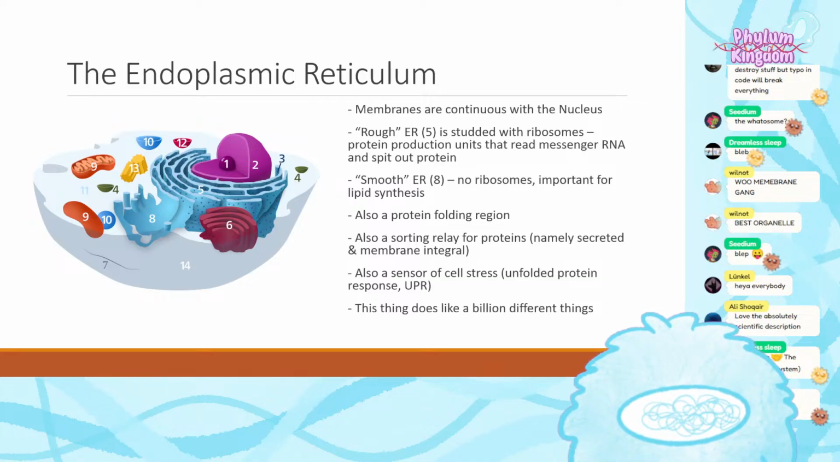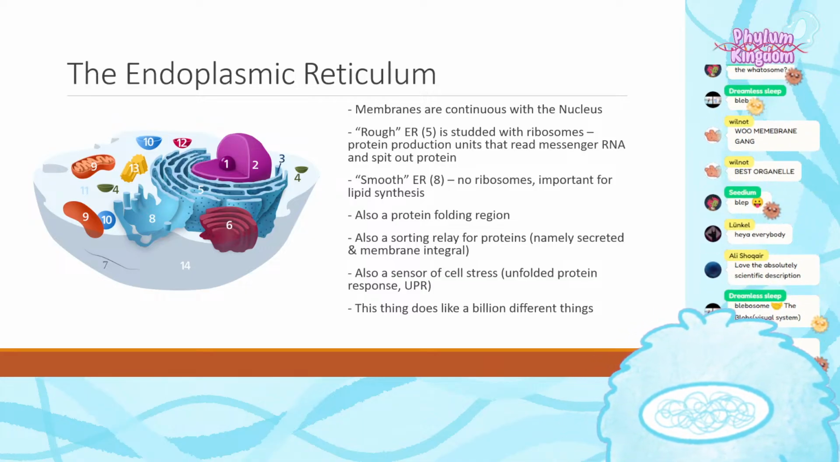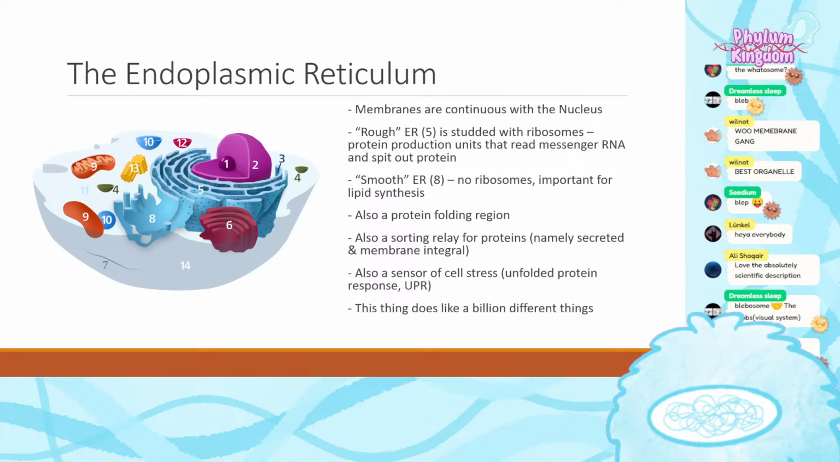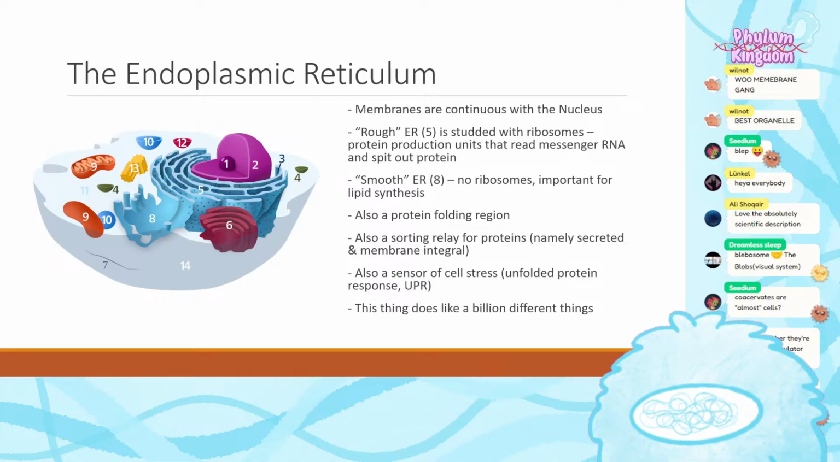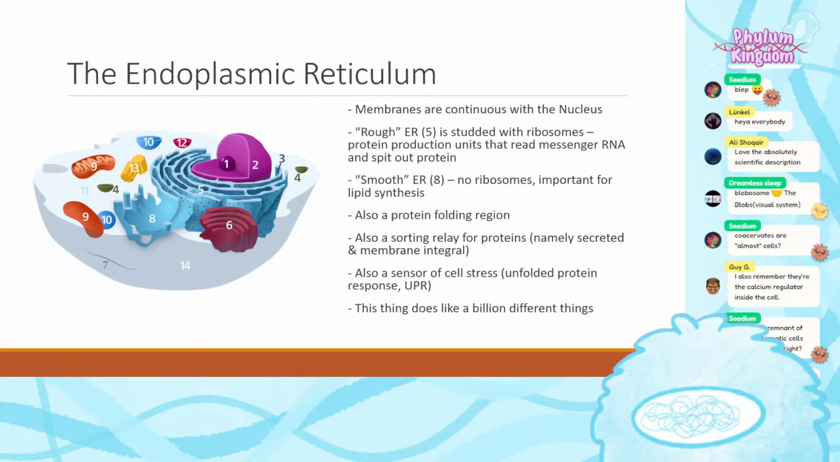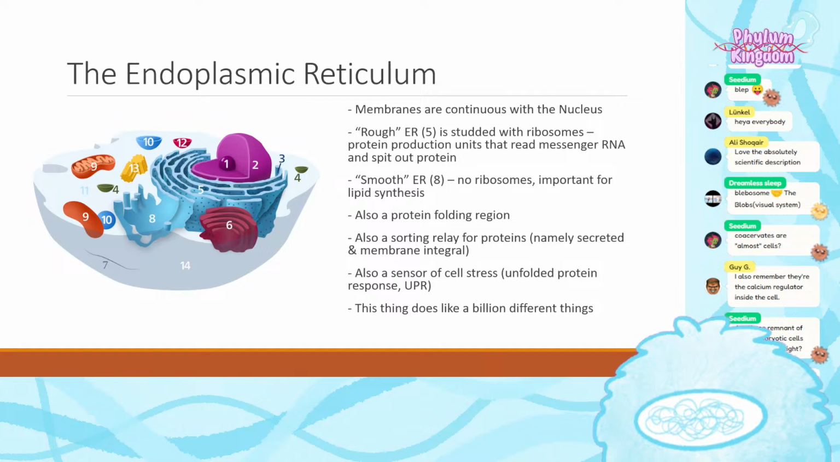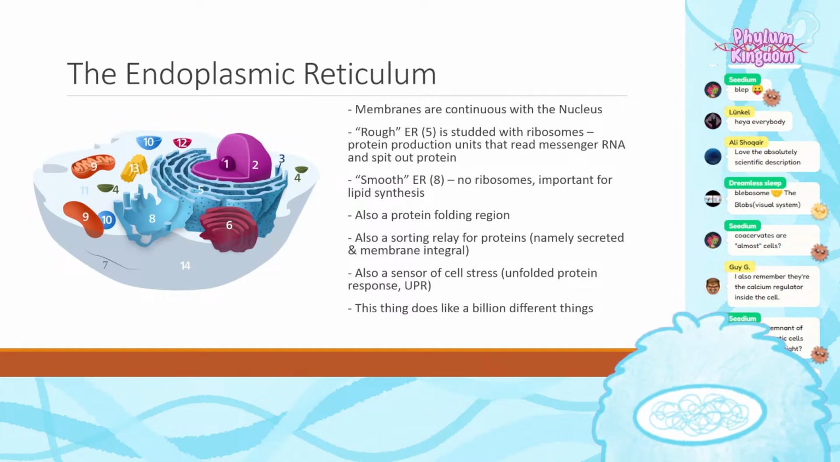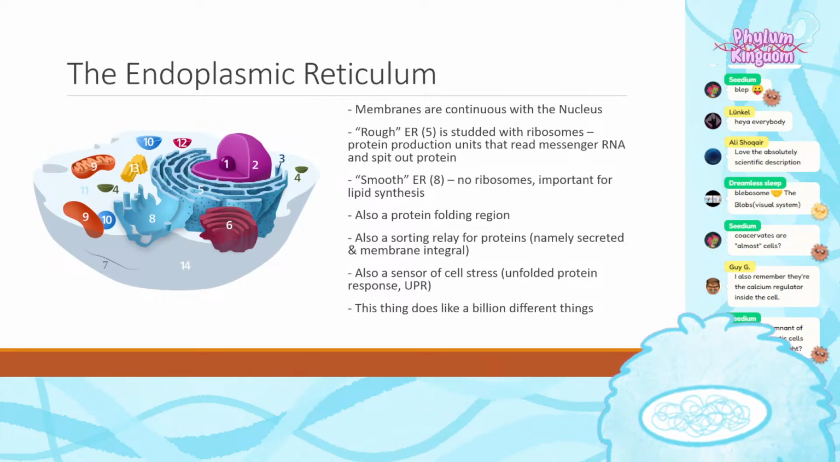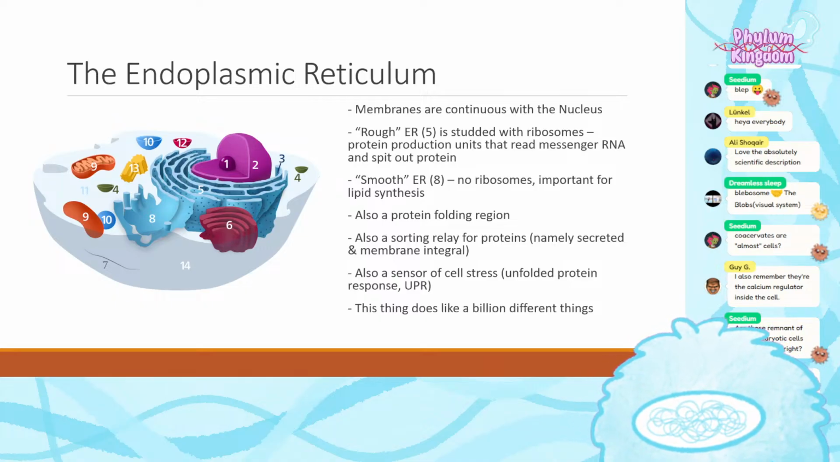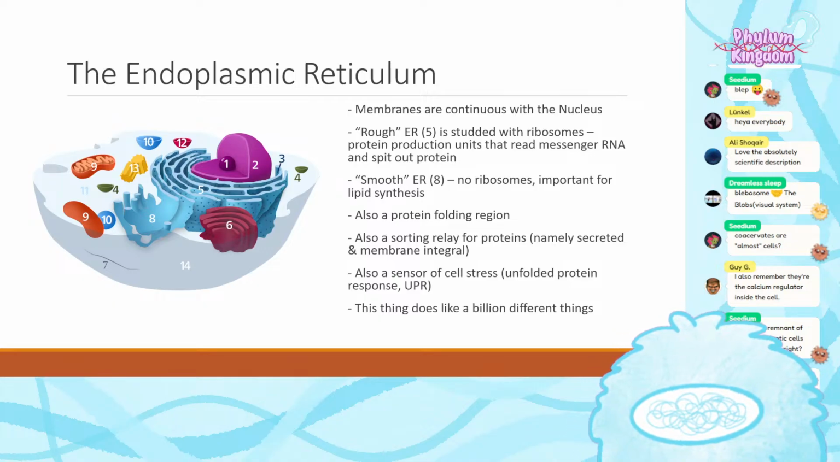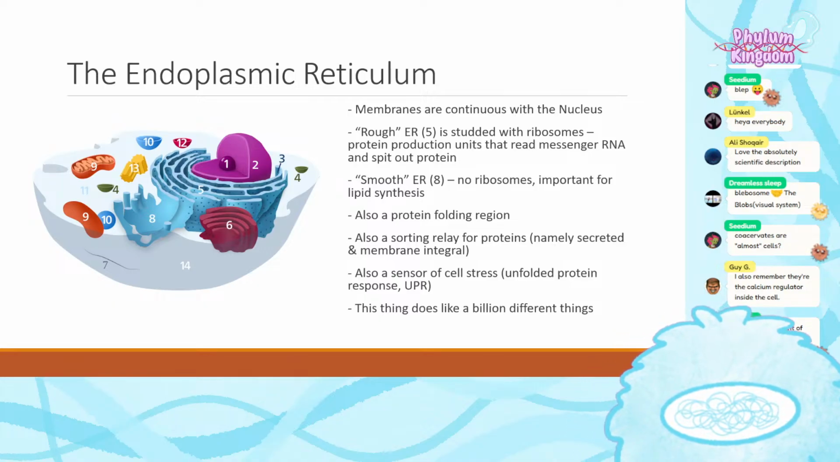And it's also a sensor of cell stress, which if you watched my Prion video, you would already know, right? The unfolded protein response, the UPR. This is a cellular program, one of the many programs that the cell can run that detects whether or not folding is happening properly. And if a cell is not healthy enough to be folding protein properly, it will activate this attempt to fix this problem, right? This organelle does like a billion different things.